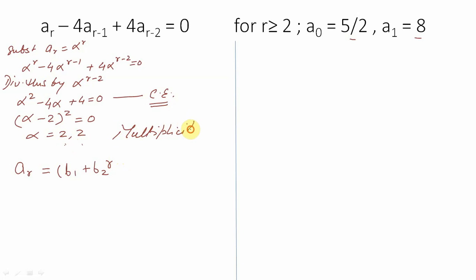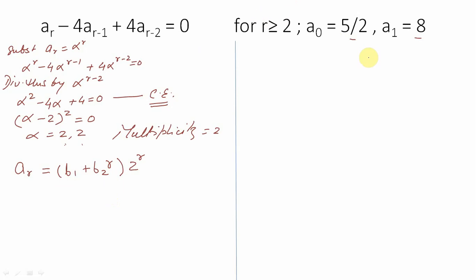Multiplicity means how many times the root is getting repeated. As the multiplicity is 2, I'll have a polynomial with 2 terms. So (B1 plus B2 r) 2 to the power r. This is the solution of the recurrence relation. But the story is not finished to this point.